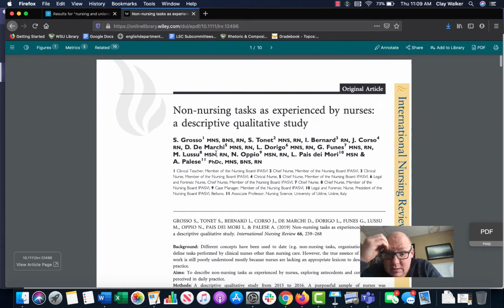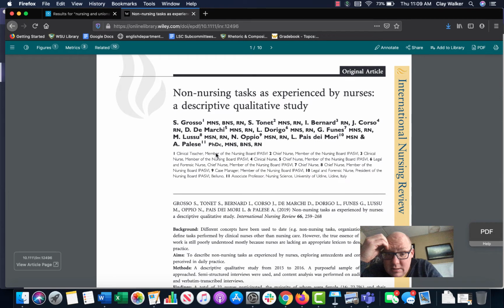So anyway, your article might look different, your sections might be labeled differently, but in general, for an academic article, the introduction and the conclusion are the two places to start to get a sense of that main argument. And this main argument here fits with the title, Non-Nursing Tasks as Experienced by Nurses, a Descriptive Qualitative Study. So this is providing us a qualitative study. It's using interviews with nurses and I think other methods too. I can't recall now.